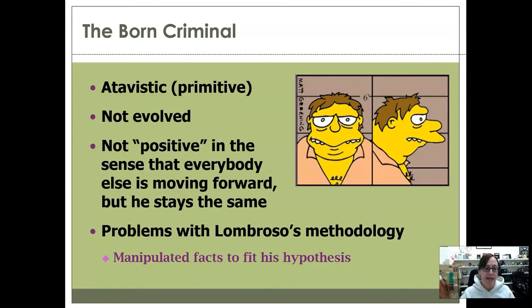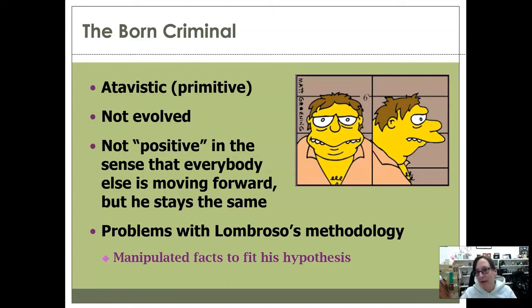But the biggest thing is that he was aiming to prove his hypothesis without the methodological caution that the scientific method necessitates. He had this hypothesis that these things were true about atavism and the evolutionary timeline and how you can compare the criminals to the non-criminals, and you can tell based on what they look like. That was his hypothesis right from the beginning, and so he manipulated his facts to fit his hypotheses about these differences.